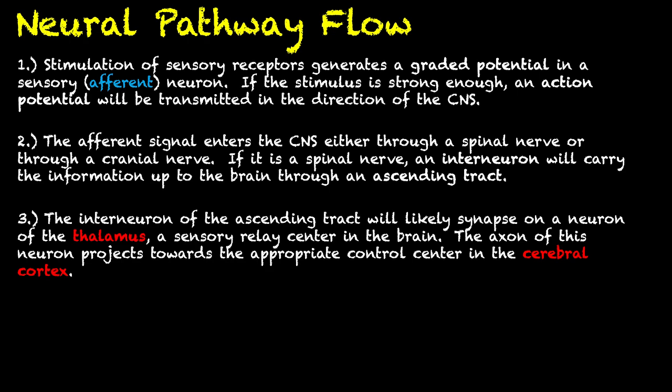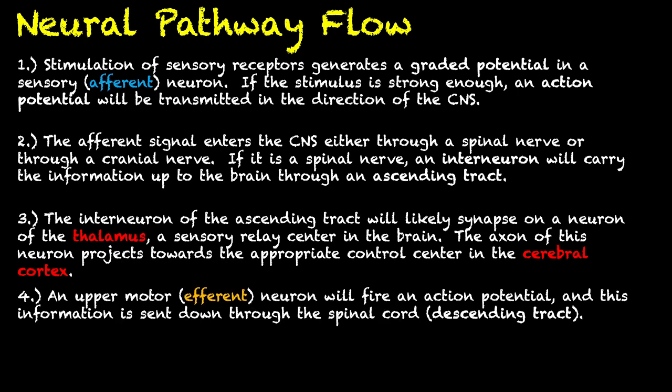It is a sensory relay center. It basically acts like an operator to determine which part of the brain needs to receive a particular type of information, incoming sensory information. So the axon of this interneuron of the thalamus will then be projected towards the appropriate control center in the cerebral cortex. Something that we'll learn in chapter 13 is that different parts of the cerebral cortex have different functions and different faculties. So you don't want to assume that every part of the cerebral cortex is exactly the same.